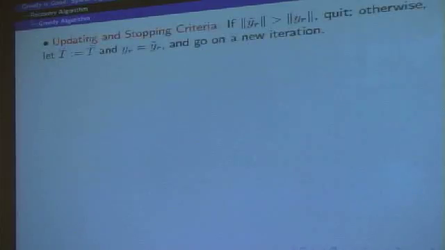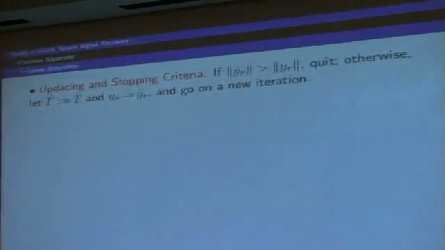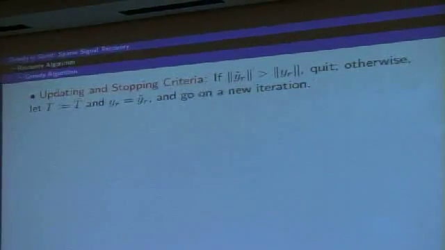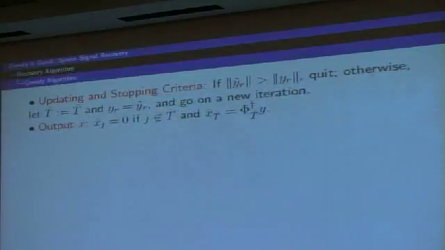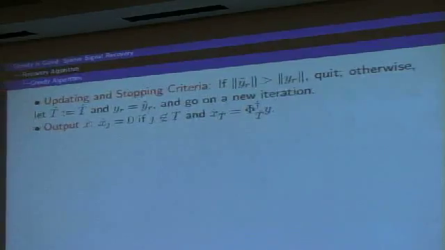And when can we stop? If the norm of the residue yr tilde increases, we quit. Otherwise, we go on. We define this T hat to be T tilde and yr equals yr tilde and go on. And when we stop, we have some set to be T hat. We make a projection. We find the coefficients of the combination that give us x hat on T hat. If the indices are not in this T hat, we just set the element to be 0.